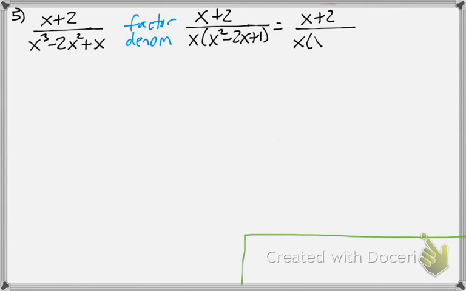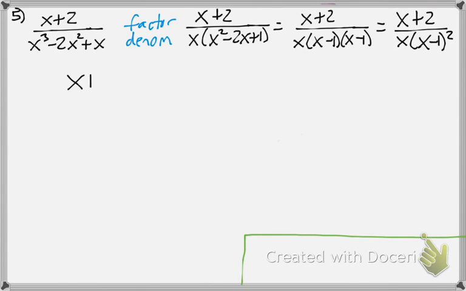So that'll be x minus 1 times x minus 1, which I do want to write as x minus 1 squared. So this is going to be x plus 2 over x times x minus 1 squared.